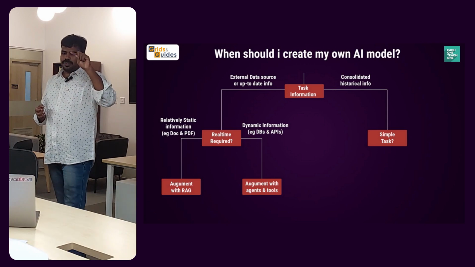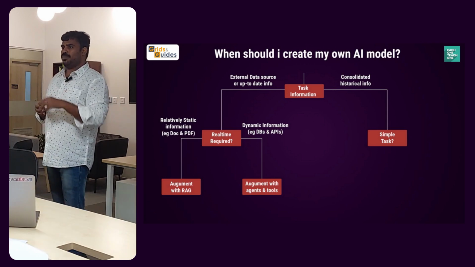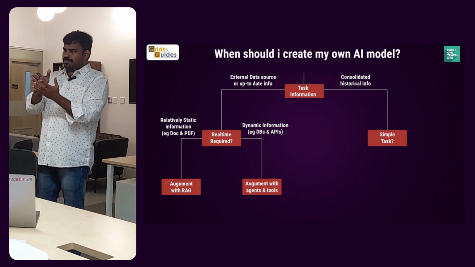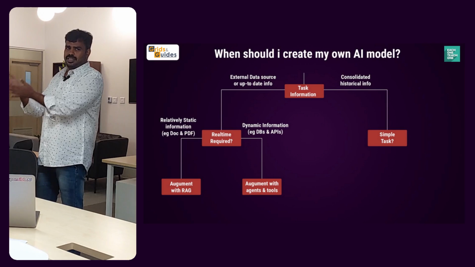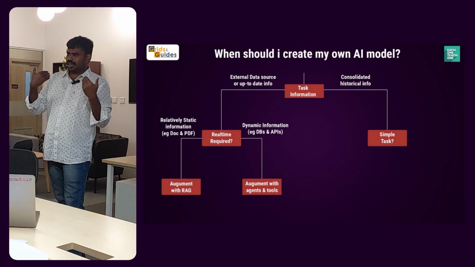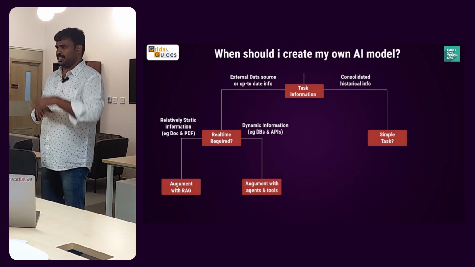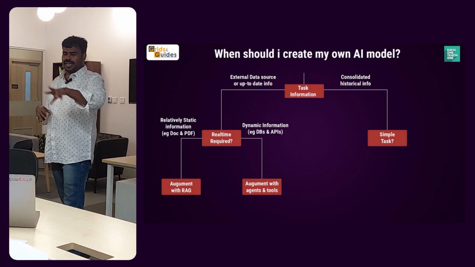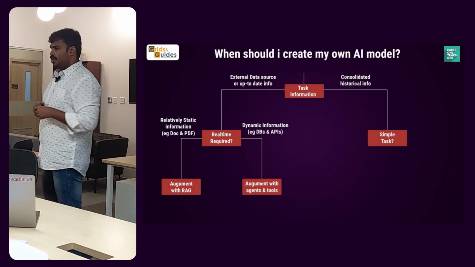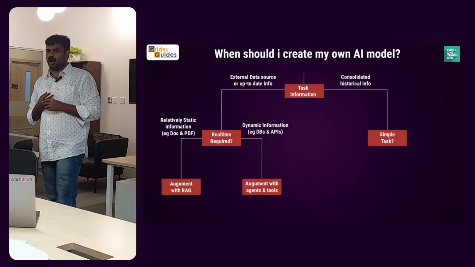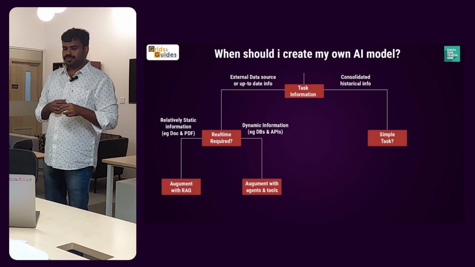If it is relatively static information, like for example, you generate a PDF today and that PDF is going to stay for the next 1 month. After 1 month only, it is going to change. Let's take an example as a company report, okay, a final annual report or something like that. If that is your scenario, then you need to go for RAG, that is Retrieval-Augmented Generation, right?